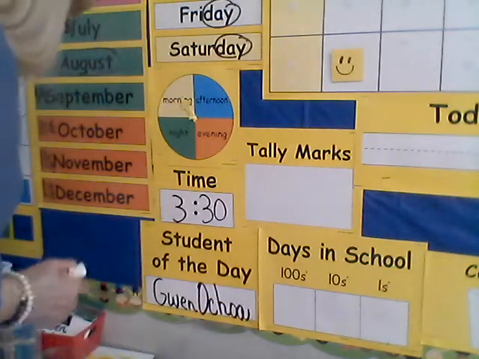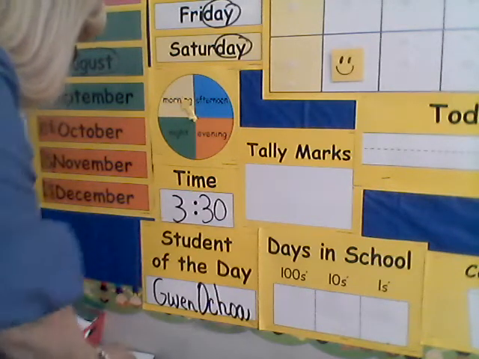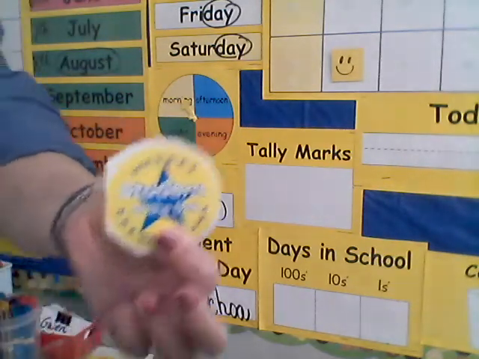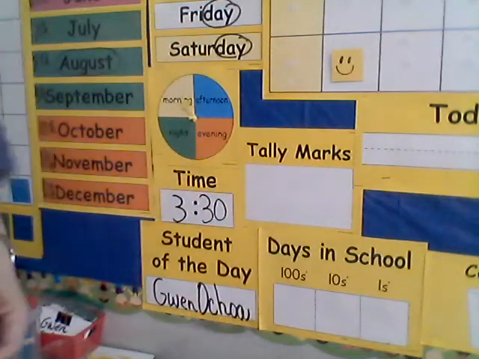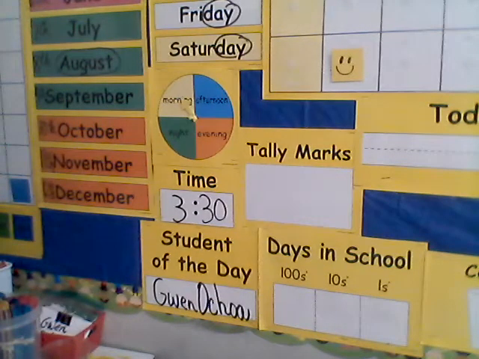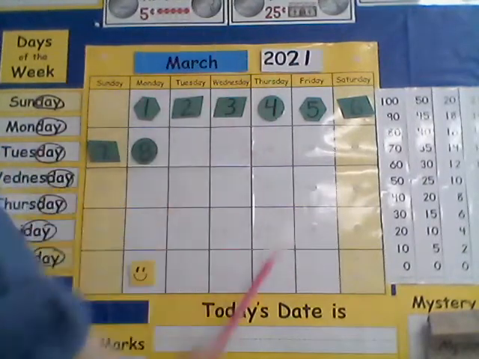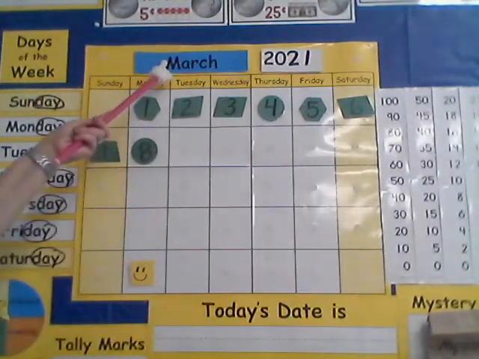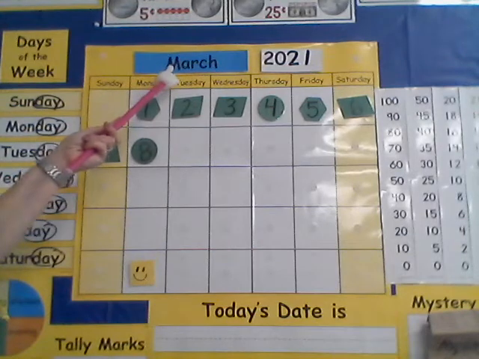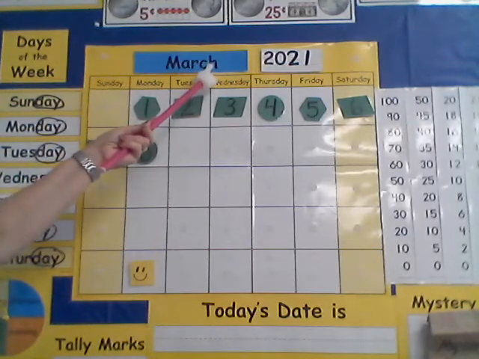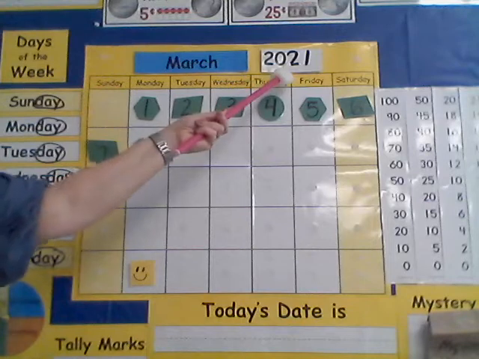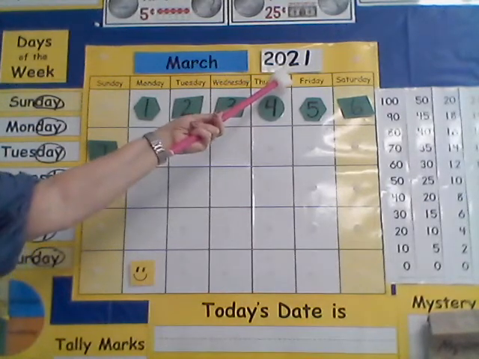All right, and then Mrs. Harrell would give Gwen her student of the day sticker. And then Mrs. Harrell would give Gwen a pointer and say, young lady, you are on. And Gwen would say, this here thing is called a calendar. And this here is called a month. And what month are we in? March. And this here is called the year. And what year are we in?